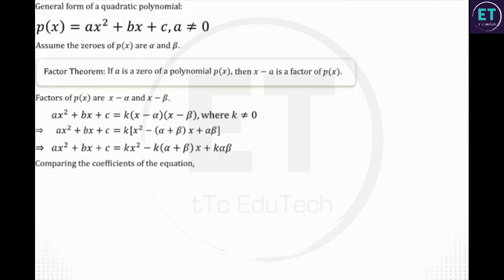Now, let's compare the coefficients on both the sides of the equation. a is equal to k. This is by comparing the coefficient of x squared. Let this be equation 1. b is equal to minus k multiplied by alpha plus beta. This is by comparing the coefficient of x. Let this be equation 2. And c is equal to k multiplied by alpha multiplied by beta. Let this be equation 3.